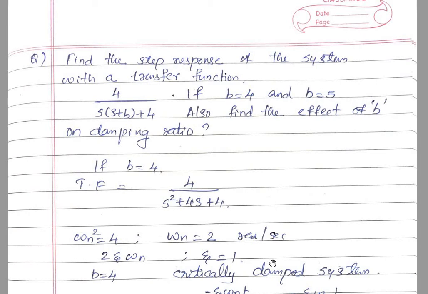So, when the damping ratio is 1, what is the system? The system is a critically damped system. Whenever the damping ratio value is 1, the system is critically damped.